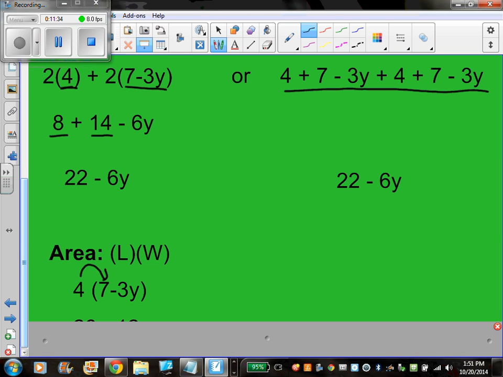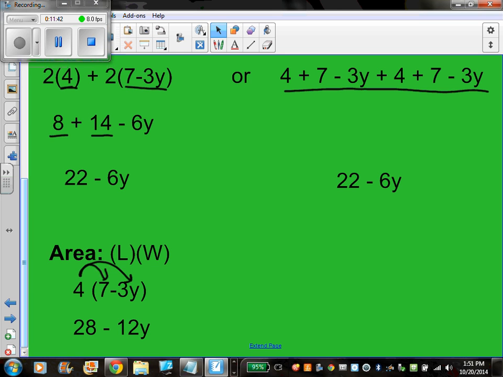So we have 4 times 7, and 4 times negative 3y. 4 times 7 ends up giving us 28, and 4 times negative 3y gives us negative 12y, so 28 minus 12y. So then we have the area of the rectangle, at least the best answer that we can come up with. There it is. All right, 2 more examples.